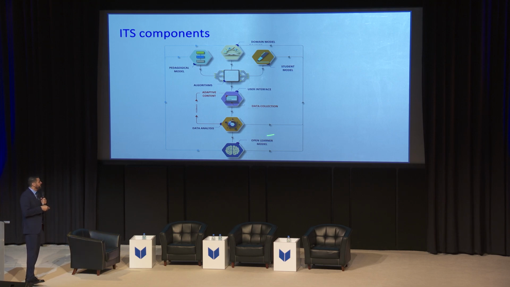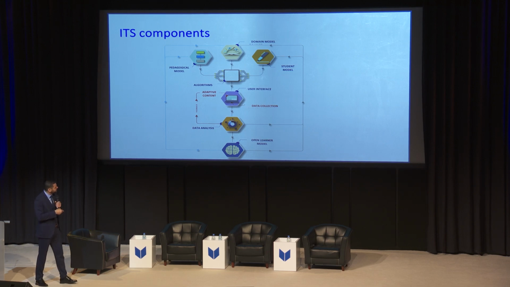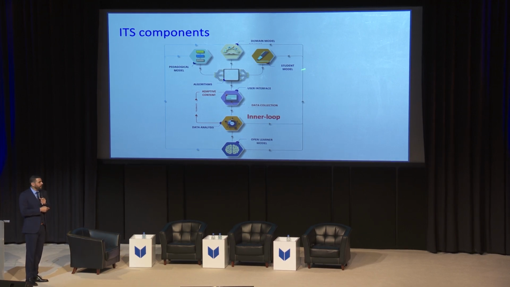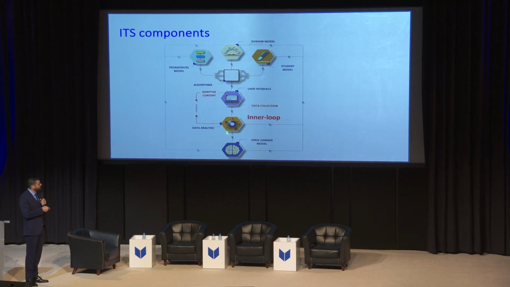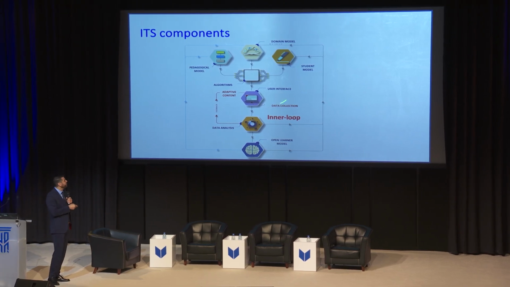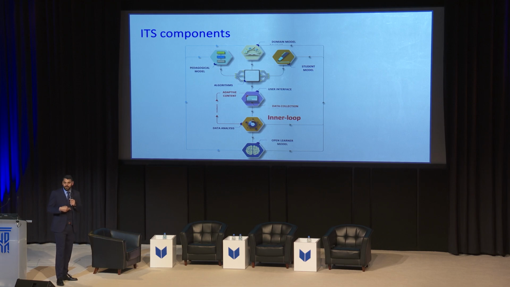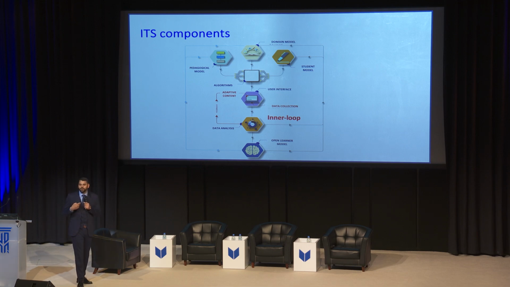As you can see, there is a loop on this side, and there is a big loop on this side. The loop on this side is called the inner loop. What the inner loop does is: from the user interface, we collect the data, we analyze it, and after that, we come back to the student model and the domain model so that we update these models. And we will come back to the inner loop. What's the importance and the goal of this inner loop?